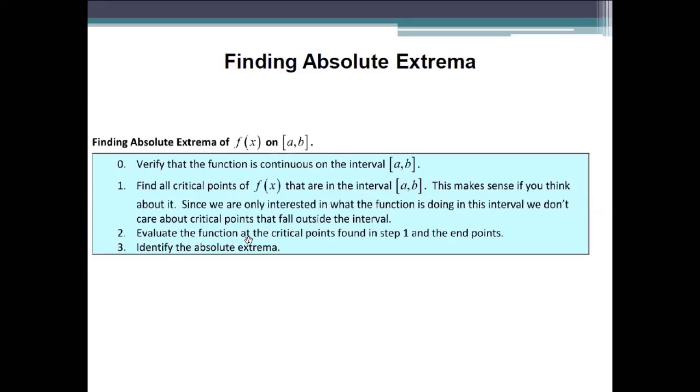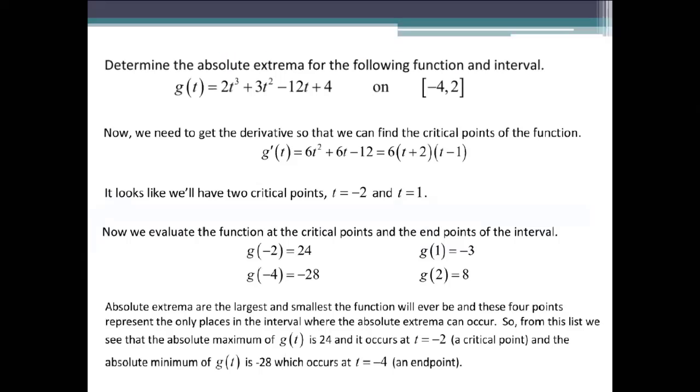And the next step: evaluate the function at the critical points found in step 1 and the endpoints. So we need to evaluate the function at these points. And the last step: identify the absolute extrema. Now we will consider some examples of how it works with functions. For example, determine the absolute extrema for the following function and interval.